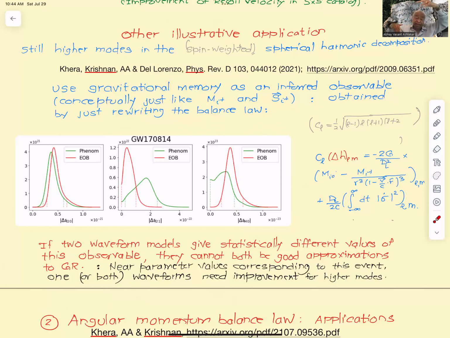And therefore, I can calculate the gravitational memory because the numerical model is giving me the news all over the place. Using the news, I can calculate the integral of the news along u, which is going to give me the gravitational memory. And this can be used as an inferred observable. Conceptually, it is the same as the final mass and the final spin of the black hole as an inferred observable. And they can be obtained by just rewriting the balance law.